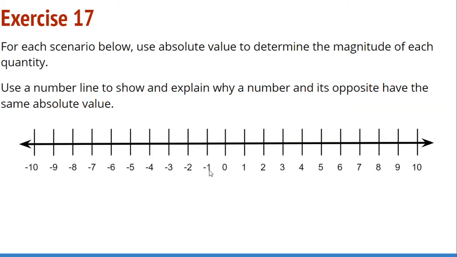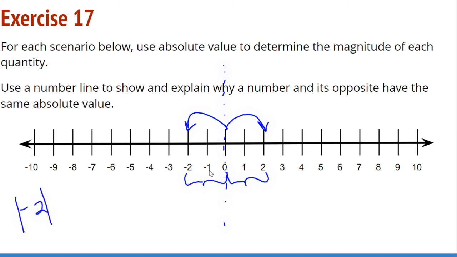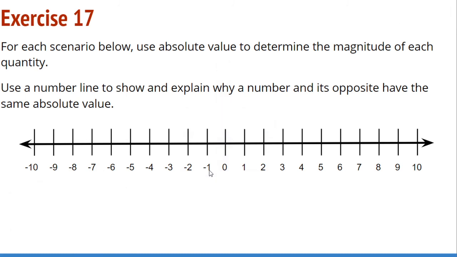Use a number line to show and explain why a number and its opposite have the same absolute value. Well, here is a positive 2 and here is a negative 2. These are opposite numbers. They are on opposite sides of 0 and they are both 2 units from 0. Because they are both 2 units from 0, they have the same absolute value. The absolute value of negative 2 is equal to the absolute value of 2. They both have an absolute value of 2. They are 2 units from 0.